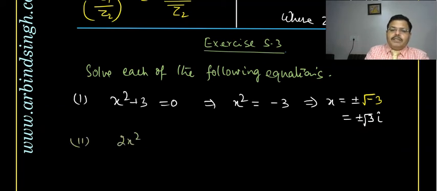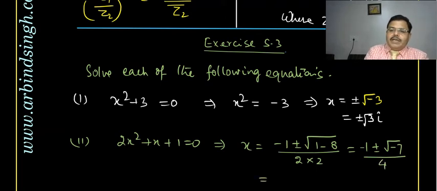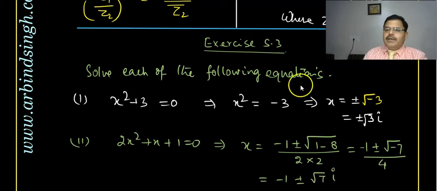2x square plus x plus 1 is equal to 0. Again, this can be solved using x is equal to minus b plus minus root under b square minus 4ac, divided by 2a, what you have learned in class 10th. 4ac is 8, and 2a is 2 into 2, 4. So this is minus 1 plus minus root minus 7 divided by 4. So we can write it as minus 1 plus minus root 7 iota divided by 4.